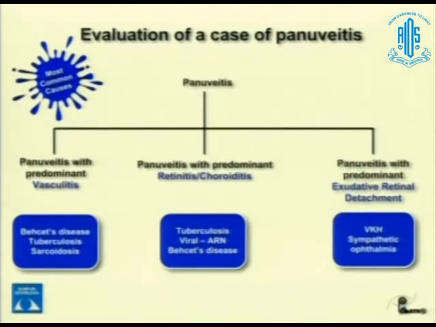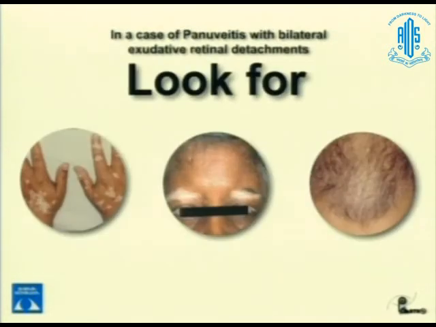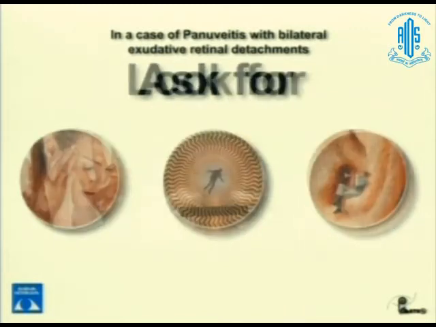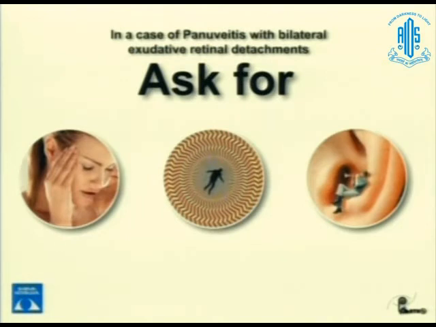The last variety, the predominant pan-uveitis, can present with predominant exudative retinal detachment. Then think about two conditions. One is VKH, another is sympathetic ophthalmitis. If one patient has come with pan-uveitis with bilateral exudative retinal detachment, look for white patches, patchy hair loss. This can be a case of Vogt-Koyanagi-Harada's disease.